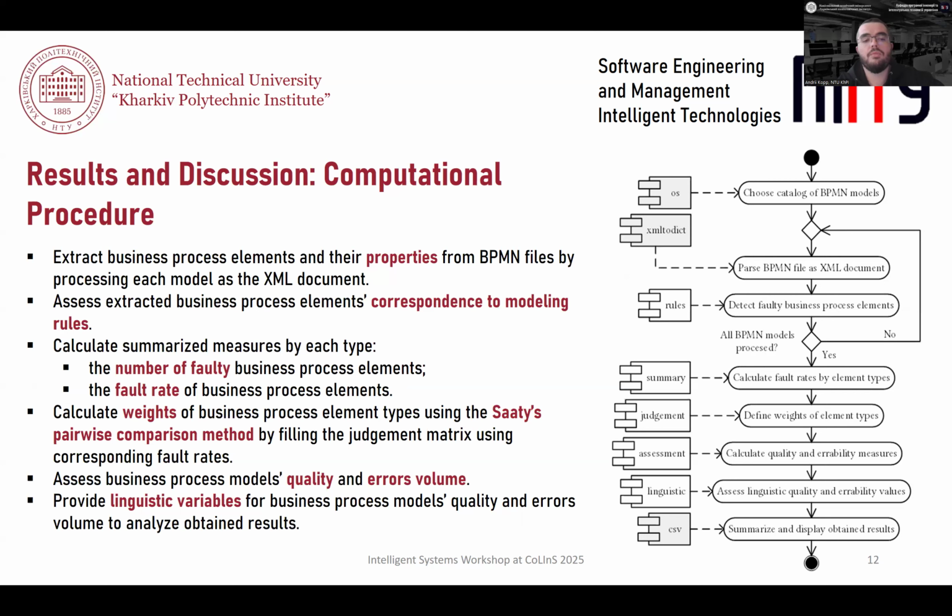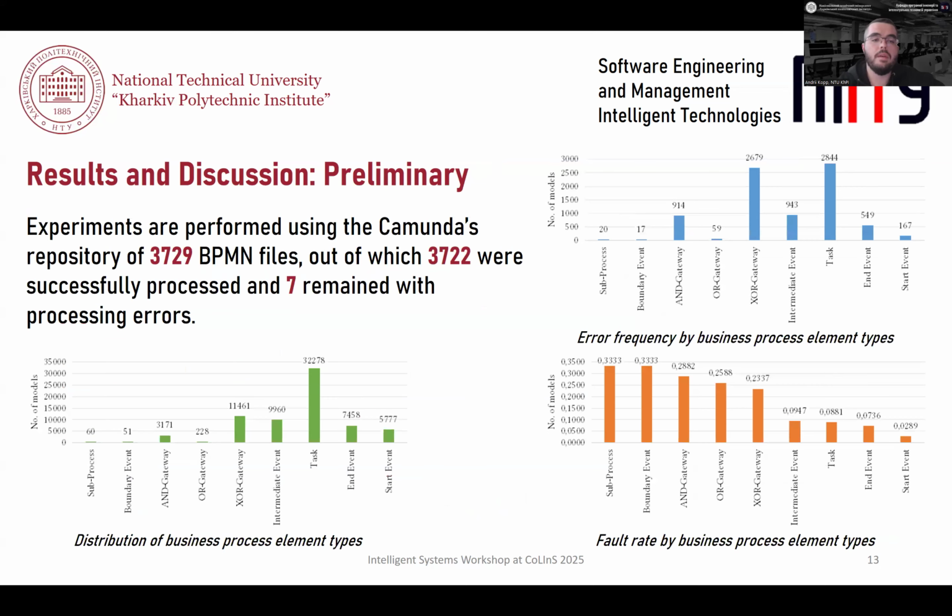and then calculation of weights for each of the business process element types using the SATIS pairwise comparison method, and filling the judgment matrix using the fault rates. Finally, we do assessment of business process models quality and errors volume using the introduced measures, and obtain the linguistic variables for business process models quality and errors volume to explain the obtained results and analyze them.